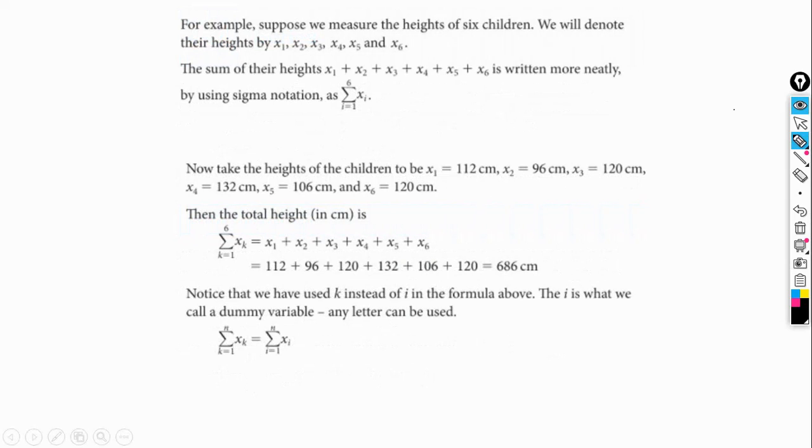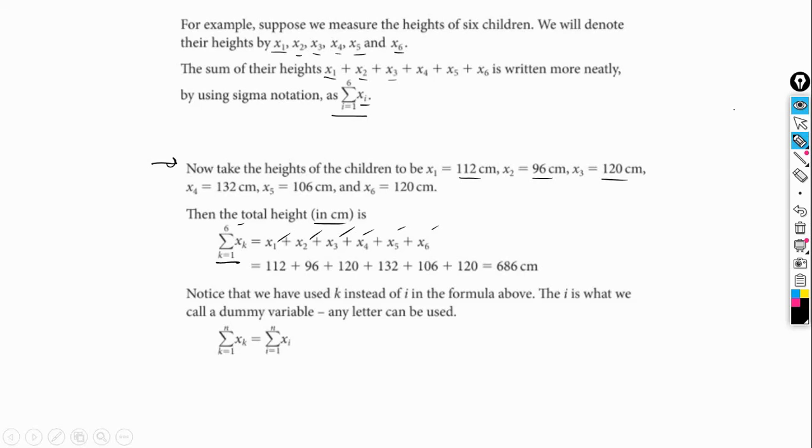For example, suppose we measure the heights of 6 children. We will denote their heights by x1, x2, x3, x4, x5, and x6. So the sum of their heights would be x1 plus x2 plus x3, etc. But it is written more neatly using the sigma notation. So this would be the sum from i equals 1 to 6 of x sub i. Now, if we take the heights of the children to be x1 is equal to 112, x2 is equal to 96, x3 is equal to 120, etc., then the total height in centimeters is, again using sigma notation, from k equals 1 to 6. Notice that it's just the sum of each of the terms.